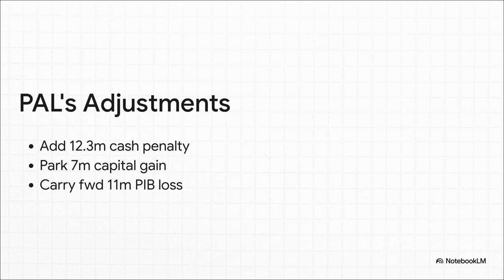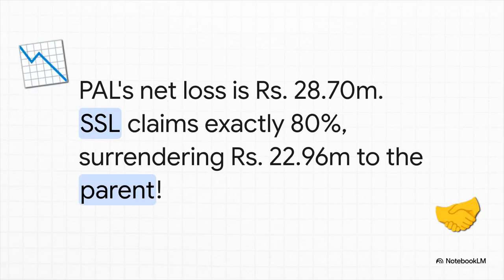But here is the kicker, you guys. They had an 11 million rupee loss on Pakistan investment bonds. That 11 million PIB loss, completely walled off. You cannot set it off against their capital gain. It has to be carried forward. It literally cannot save them today. So after hitting them with the cash penalty and offsetting their normal tax regime capital gain against their business loss, PAL's net business loss lands at 28.7 million rupees.